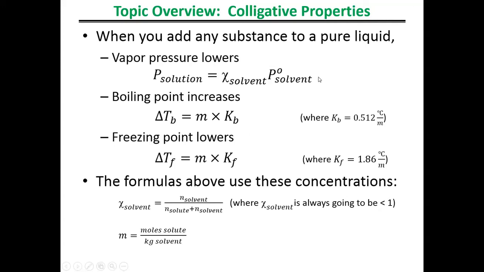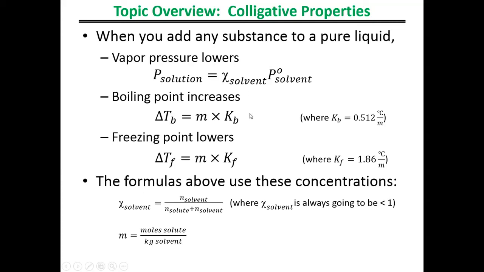Here's vapor pressure. When we have a pure species, that's going to be considered our solvent. When we add something to it, the mole fraction of that solvent is going to lower. That means the pressure of the solution is going to lower. Okay, that's the first phenomenon.